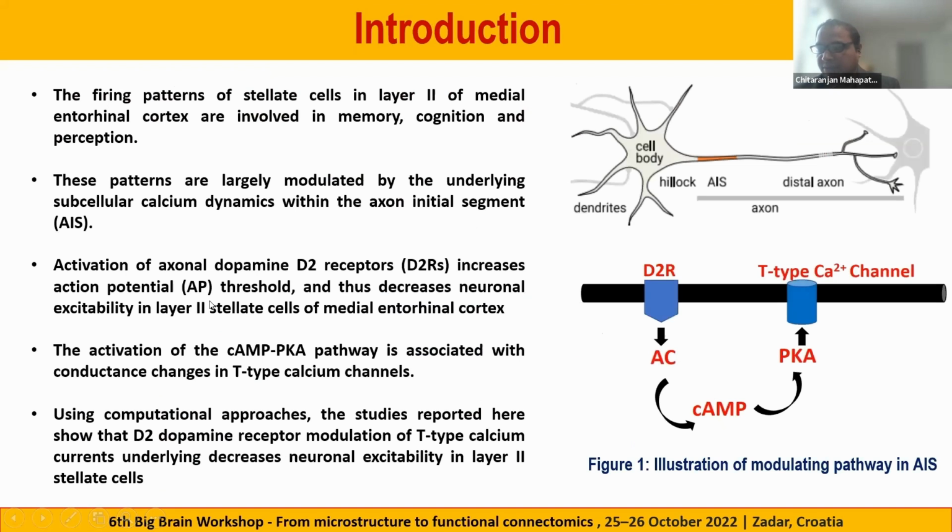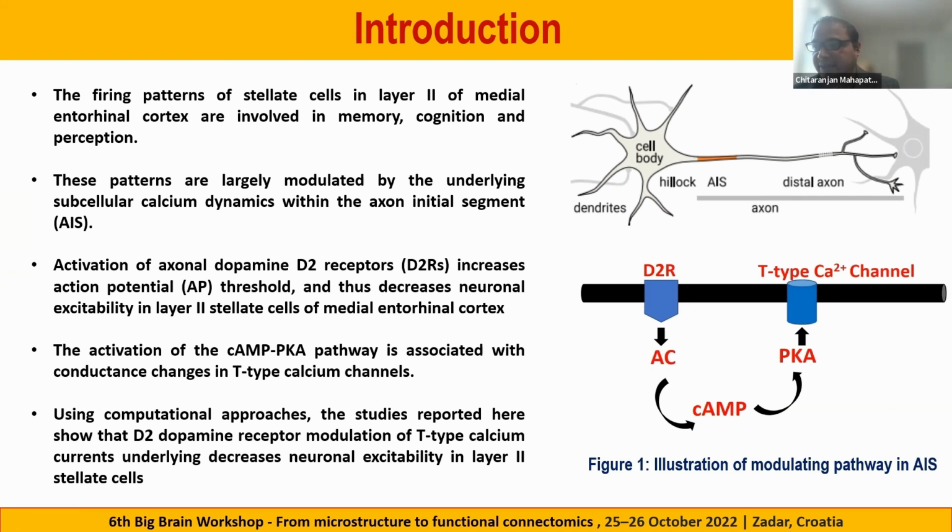In the introduction, you can see the right-hand side picture. We know that the grid cells are responsible for spatial calculation, and the MEC, the medial entorhinal cortex, is responsible for spatial cognition and memory. Most of the cells in the MEC, in layer 2, are stellate cells. So they are useful in memory, cognition, and perception.